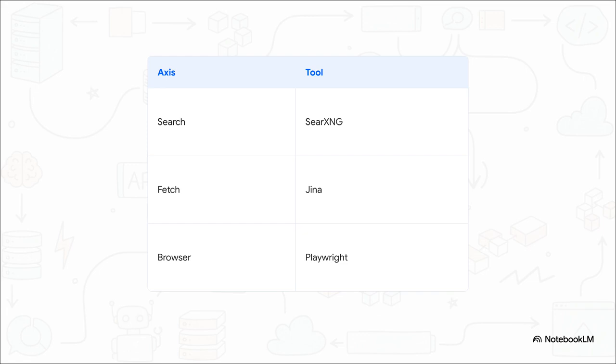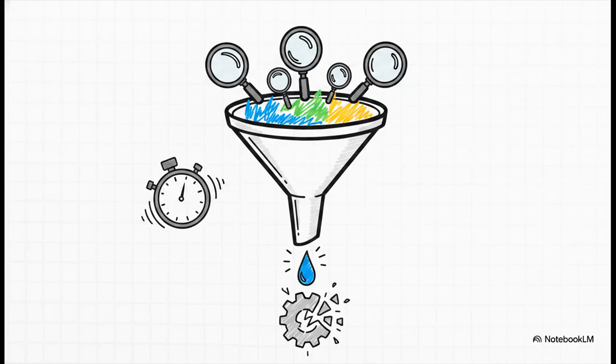For fetch, you want extract-first markdown. Jina Reader gives you super clean markdown for free at lower volumes, and Crawl4AI is just fantastic for bulk scraping. And finally, for browser automation, run a local instance of Playwright. It runs right on your machine, which means zero LLM cost. But hey, quick warning here.